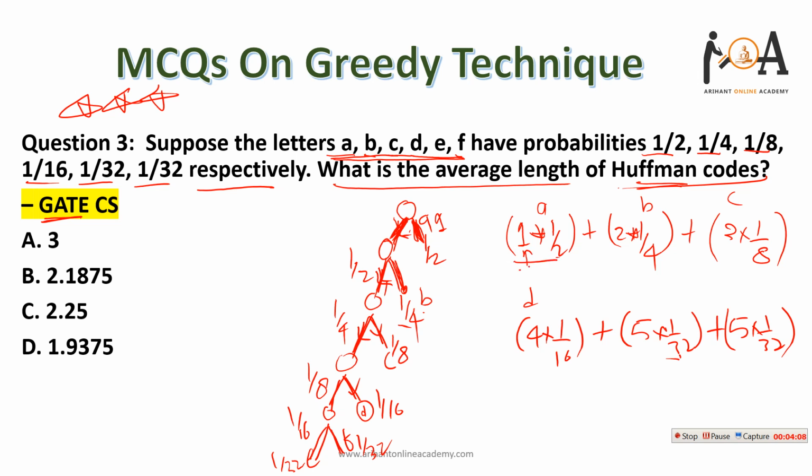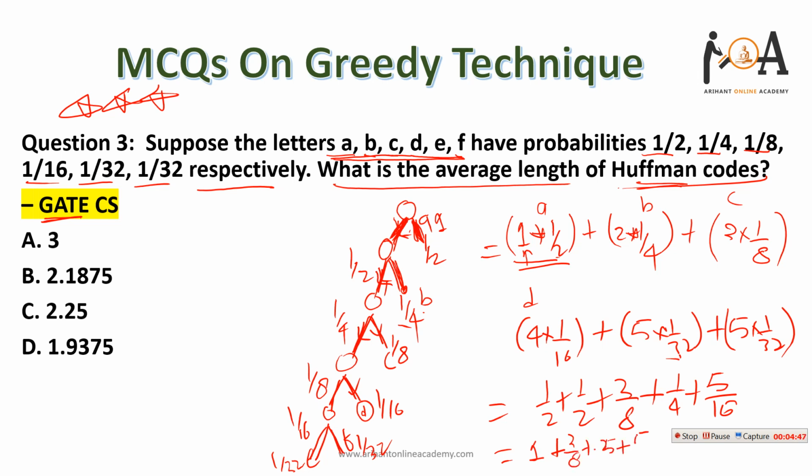Now just calculate: 1 into 1 by 2, that is 1 by 2, plus 2 into 1 by 4, that is 1 by 2, plus 3 by 8, plus 4 by 16 means 1 by 4, plus 5 by 32 plus 5 by 32 means 2 into 5 by 32. So I can just write it like 5 by 16. Okay, 1 by 2 is there, 1 by 2 is there. So 1 by 2 plus 1 by 2 is 1, plus 1 by 4 is 0.25, plus 3 by 8, plus 0.25, plus 5 by 16.